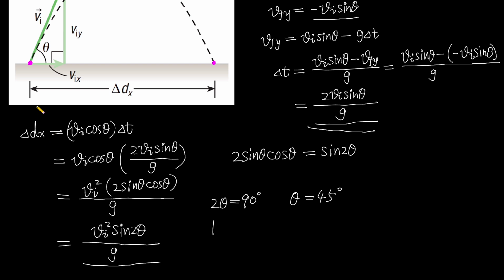This video tells us that if you want to launch a projectile and want it to go as far as possible, the angle of the initial velocity should be 45 degrees above the horizontal line.